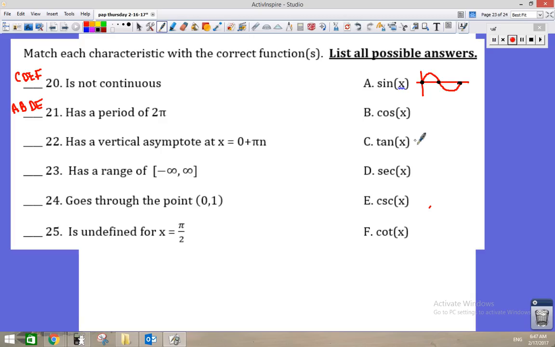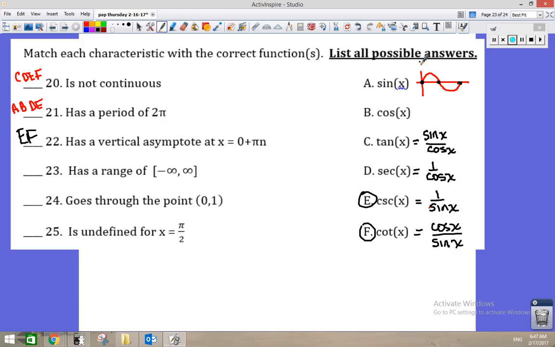The tangent is sine over cosine, so that's not it. I'm looking for a sine in the denominator. This is 1 over cosine, so that's not it. Here, I have a sine in the denominator, so that's definitely going to be an answer. And I've got cosine of x over sine of x, and there's another sine in the denominator. So E and F definitely have a vertical asymptote at 0 and at any integer multiple of pi away from 0.